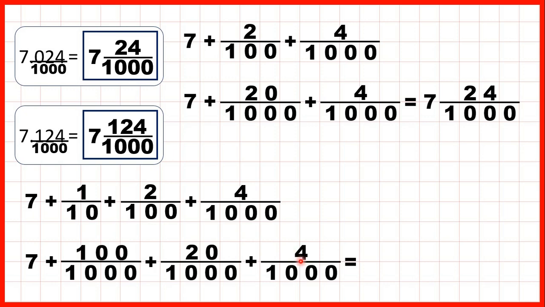So we can add our 4 thousandths, and that gives us 7 wholes, but now we have a common denominator. So that stays the same in our mixed number, and 100 plus 20 plus 4 is 124. So we can write 7.124 as 7 and 124 thousandths, because 1 tenth is equivalent to 100 thousandths, and 2 hundredths is equivalent to 20 thousandths, and when we put those together with our 4 thousandths, we get 124 thousandths.